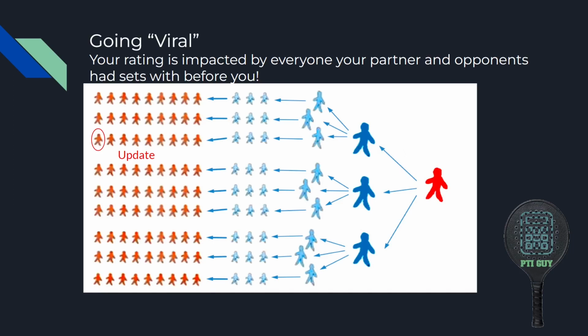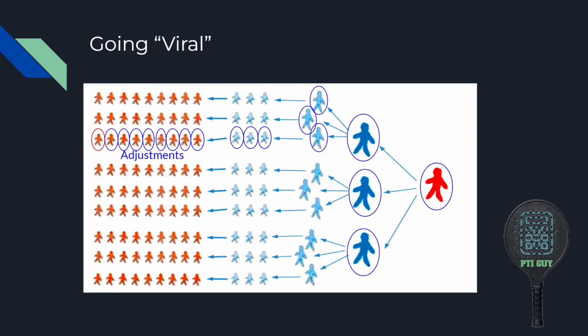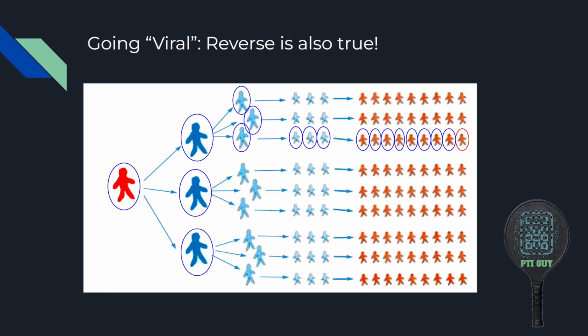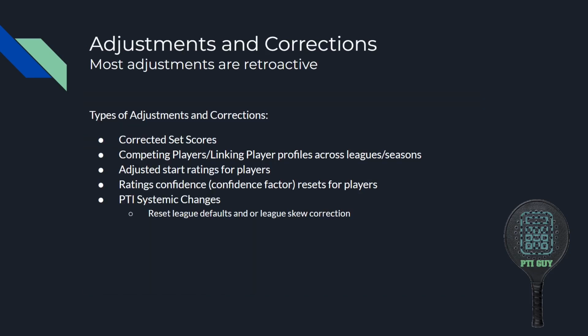Any change to a match result, player identification, player start rating, or confidence factor made by the APTA or League PTI committee that is in the historical chain of partners and/or opponents will have an impact on that whole chain and on your current PTI. This historical chain of matches will ripple through time and leagues. And the reverse is true. Your current match will have an impact on the future PTIs of all your partners, opponents, and their partners and opponents, and so on.